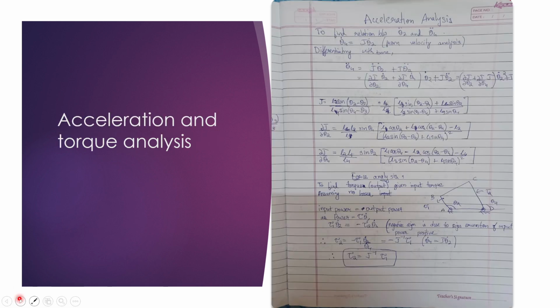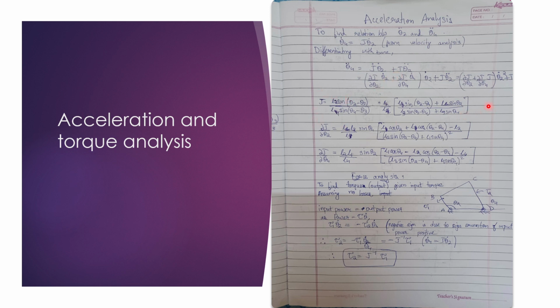Let us move on to the acceleration and torque analyses. To start with, the acceleration analysis is simple. We have the velocity analysis expression as theta 4 dot equals J theta 2 dot, and we differentiate this expression. On differentiating, we get theta 4 double dot equals J dot theta 2 dot plus J theta 2 double dot. We've simply used the product rule in this step, and for J dot we have used the chain rule. Now, with that, we get theta 4 double dot as del J del theta 2 plus J del J del theta 4, whole into theta 2 dot squared, plus J theta 2 double dot.